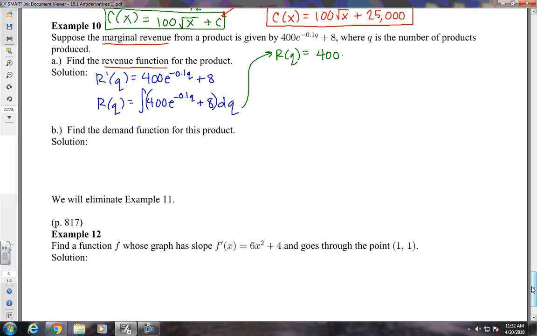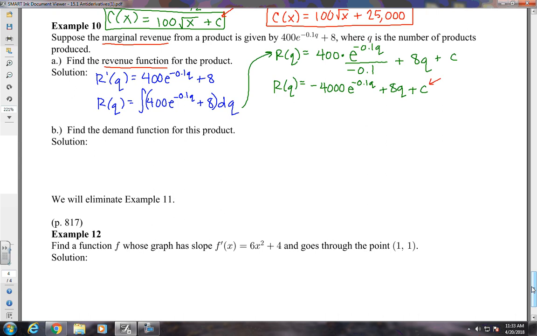Now remember, to integrate a power of e, we make a copy of the e exactly as it appears and divide by the derivative of the exponent. Okay, and the integral of 8 is 8q, and we need a plus c out here. Let's clean up our coefficient. We have 400 divided by negative 0.1, or 400 divided by negative 1/10. That's the same thing as 400 times negative 10, so we get negative 4,000 e to the negative 0.1 q plus 8q plus c.